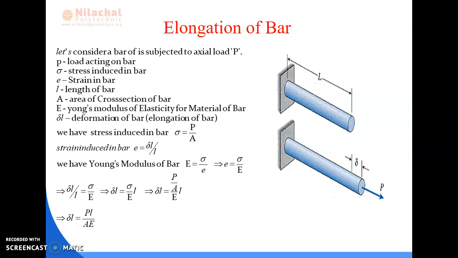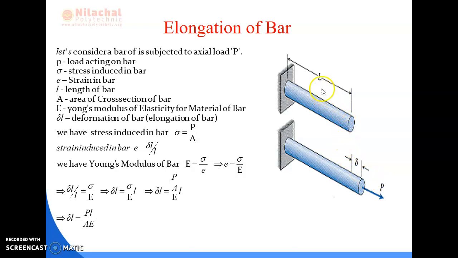Next topic is the elongation of a bar. So how do we find the elongation of a bar? Elongation means what? If you apply a load, let us consider this diagram. This diagram consists of a bar whose one end is fixed and which has length L, applied with load P. Due to this, load P is tensile in nature. This will increase the length.